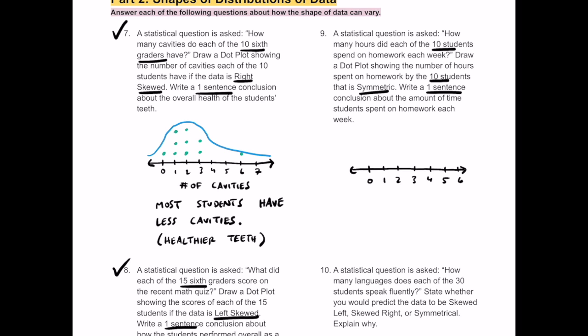I guess everyone's a little different, right? So 10 students, and it's symmetric. Okay, so if it's symmetric, hopefully it makes sense that most of the data is in the middle when you're talking about symmetrical data. So I think 3 would be roughly in the middle. So I'll put 4 people studied for 3 hours.